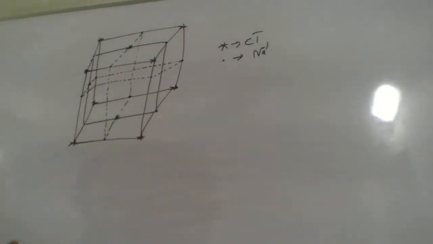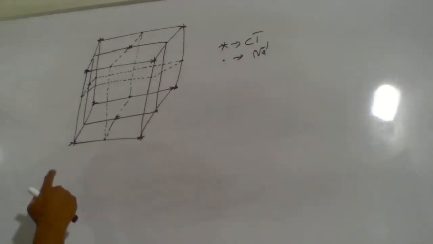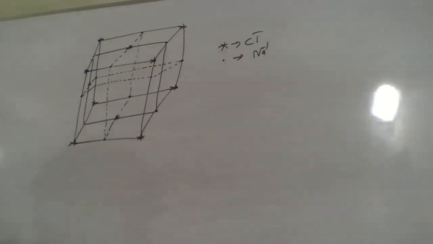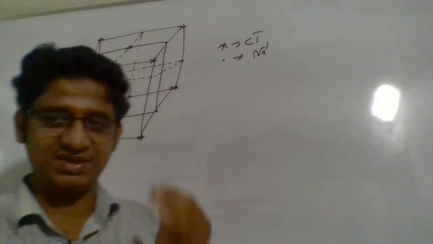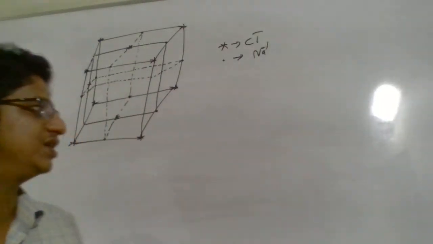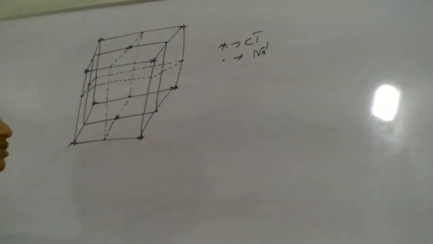So at the alternative positions, sodium ions and chloride ions will be occupied. So you can complete the structure like this. It requires a pencil and this scale to have a correct picture. So you can draw it like this. This is the actual structure of sodium chloride.